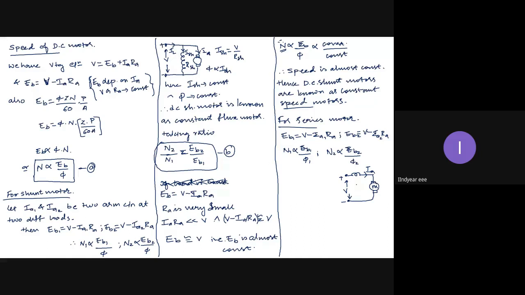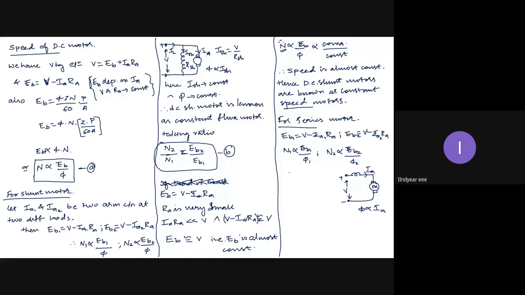Here phi is proportional to IA. If load is 0, phi is 0. If load is maximum, phi is maximum. So the magnetic field or the flux produced in DC series motor is always proportional to the armature current. It won't remain constant. Therefore, DC series motors, on the contrary of DC shunt motors, are known as variable flux motors.